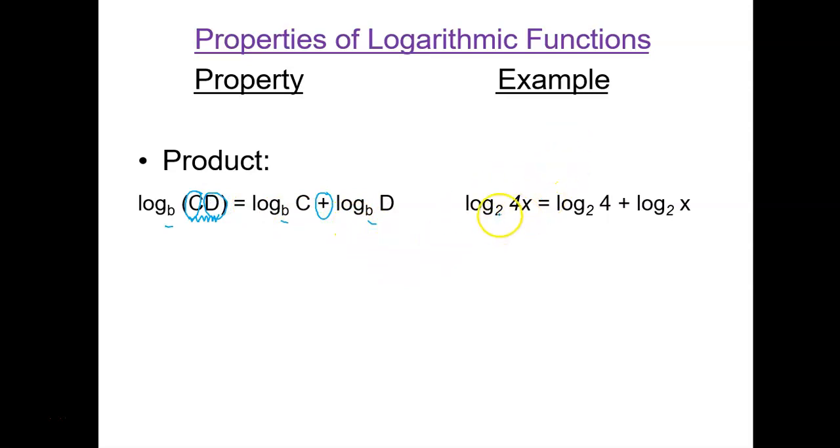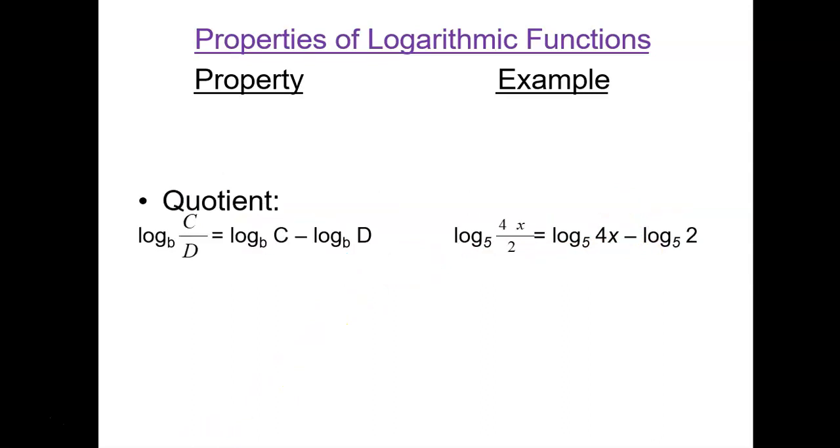So an example here is that I have log base 2 of 4x. This can be rewritten as log base 2 of 4 plus log base 2 of x. So if I have something multiplied inside my log, I can add it together as two logs.